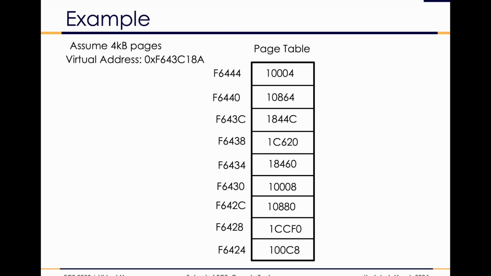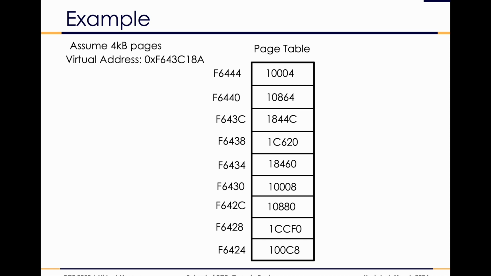Here we have an example. If you would like to pause it and attempt this before I go through it, I'll give you a couple seconds after explaining the question. Assuming 4 kilobyte pages, we have the page table shown here and the virtual address in hexadecimal, 0xF643C18A. You need to find what the physical address is. I'll give you a second now to pause it if you would like to attempt this on your own.